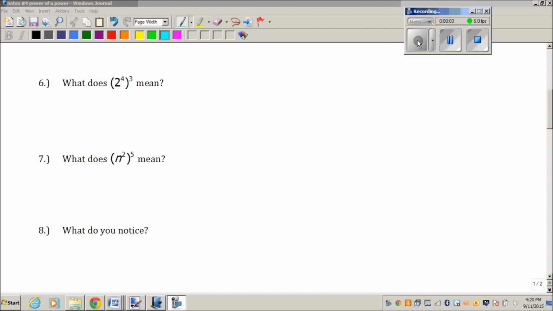Okay, now that we have completed the first 5 exercises, let's get started with the new exercises for today and the pattern that you need to observe. So in question number 6, it says, what does 2 to the 4th raised to the 3rd power mean? Well, here we have a power raised to a power. So we know that 2 to the 4th, what that means, and then it's raised to the 3rd power. That means we have to do 2 to the 4th times 2 to the 4th times 2 to the 4th. So it means to do 2 to the 4th to itself 3 times.